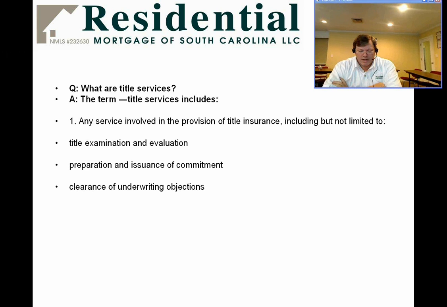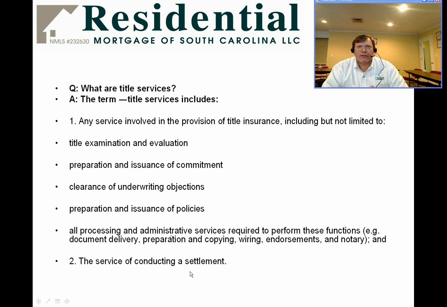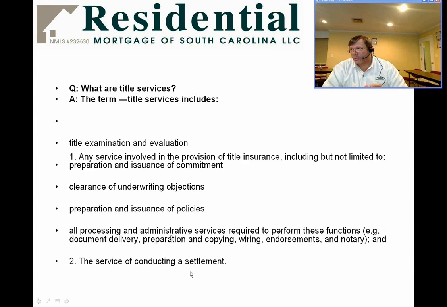Title services includes any service involving the provision of title insurance, including but not limited to title examination and evaluation, preparation and issuance of commitment, clearance of underwriting objections, preparation and issuance of policy, all processing and administrative services required to perform these functions, and there should be one more, the service of conducting the settlement or the service of conducting a closing. Those are both the same thing.